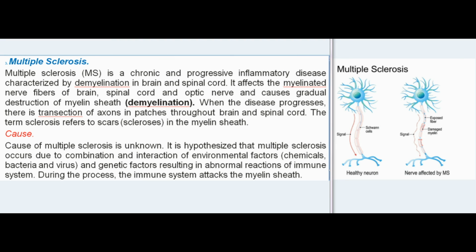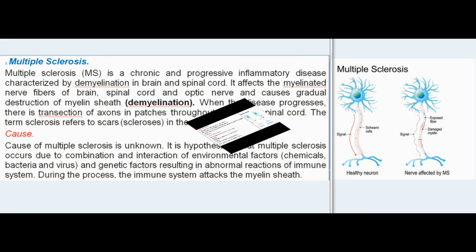Cause. Cause of multiple sclerosis is unknown. It is hypothesized that multiple sclerosis occurs due to combination and interaction of environmental factors, chemicals, bacteria, and virus, and genetic factors resulting in abnormal reactions of immune system. During the process, the immune system attacks the myelin sheath.